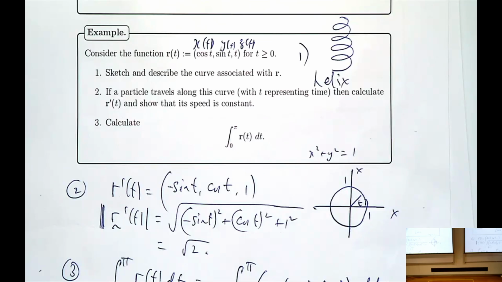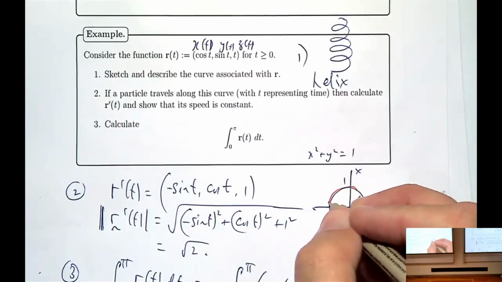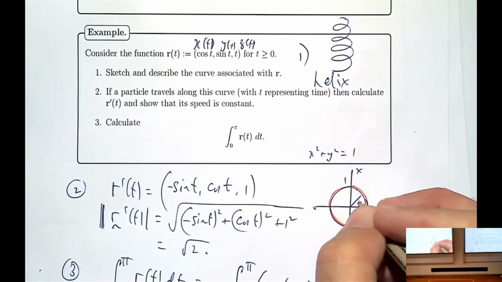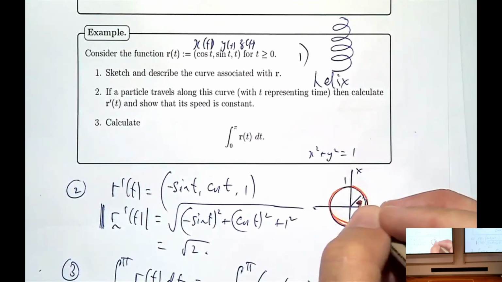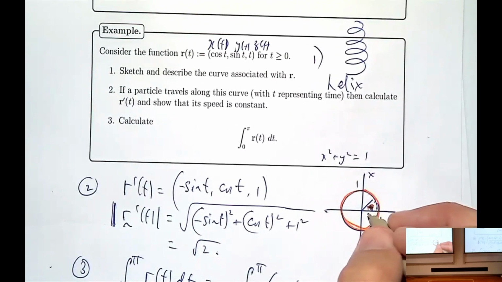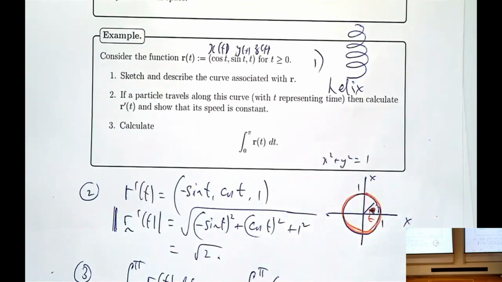Same sort of deal. This is what's happening in the XY plane. So it's just a circle. That's the angle T. If you let Z equal 0, so T equals 0, what's happening? You're looking down on it, it's just going around and around and around.